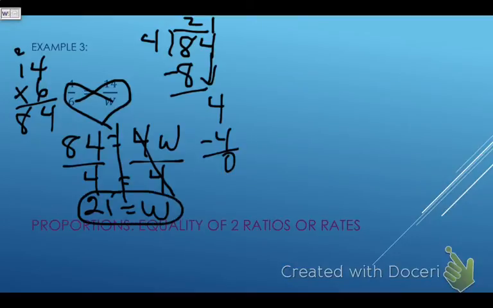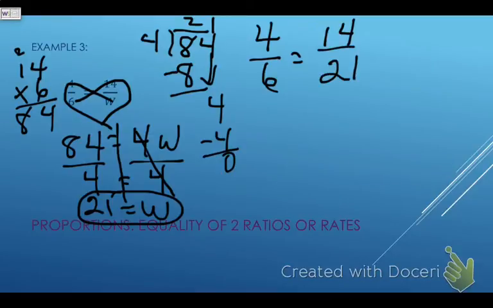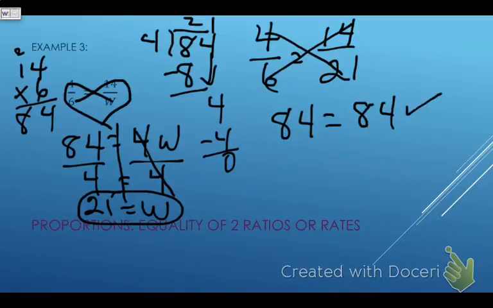Let's see if that's right. Does the ratio of 4 to 6 equal the ratio of 14 to 21? Well, let's do the cross product again. 6 times 14 is 84, and 4 times 21 is 84. Sure enough, checks. So the solution for W is 21. The ratio of 4 to 6 is equivalent to the ratio of 14 to 21.